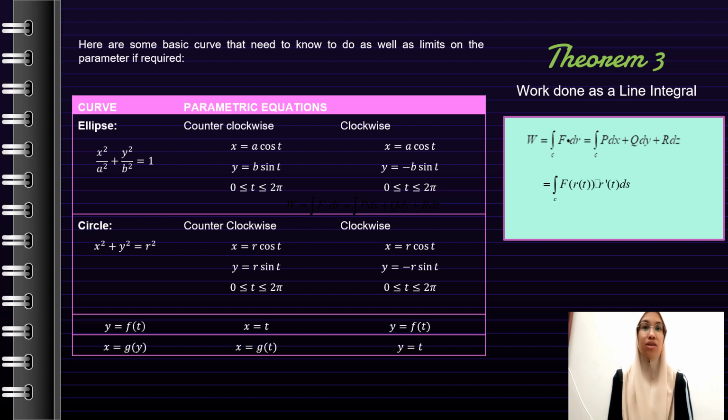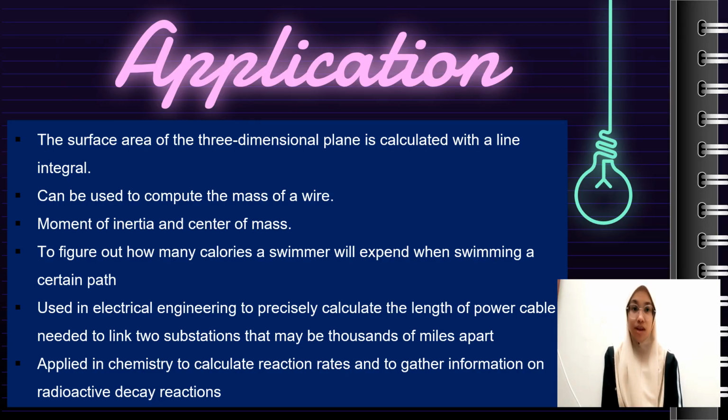For a circle, x squared plus y squared equals r squared, for counterclockwise we use x equals r cos t and y equals r sin t. For clockwise we use x equals r cos t and y equals negative r sin t. For Theorem 3, work done as a line integral, we use the formula: integral of F dot dr. Next, we continue with the applications of line integrals.